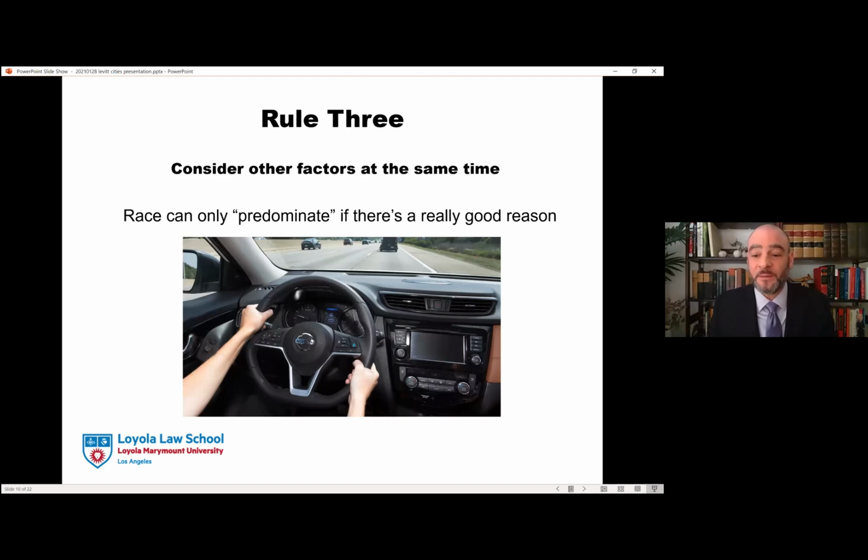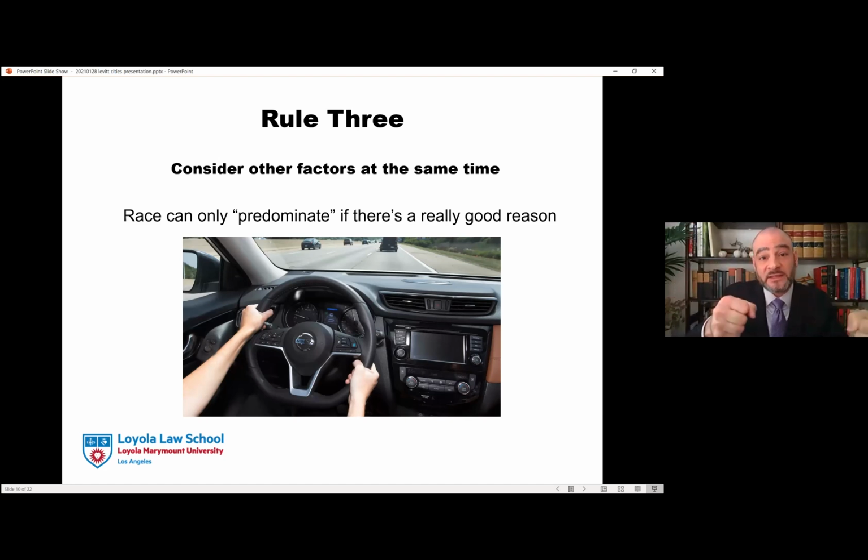The third thing to keep in mind is when you're drawing districts that include race or ethnicity, consider other factors at the same time. There are rules that say it's fine to consider race, but race can only predominate if there's a really good reason for it. You all do this every time you drive. It's really important to obey the speed limit, but you're not focused like a laser on the speed limit. You're not staring through your steering wheel at the speed limit. If you do, you're going to crash.